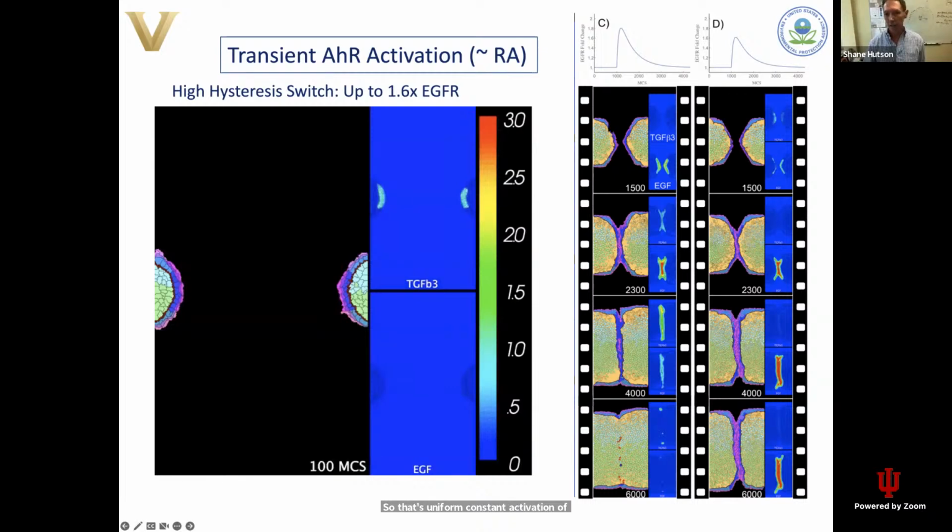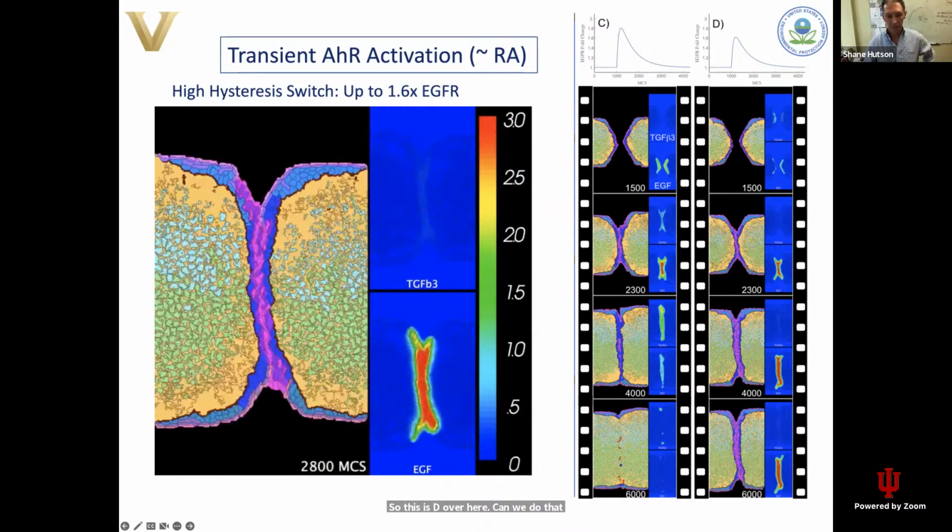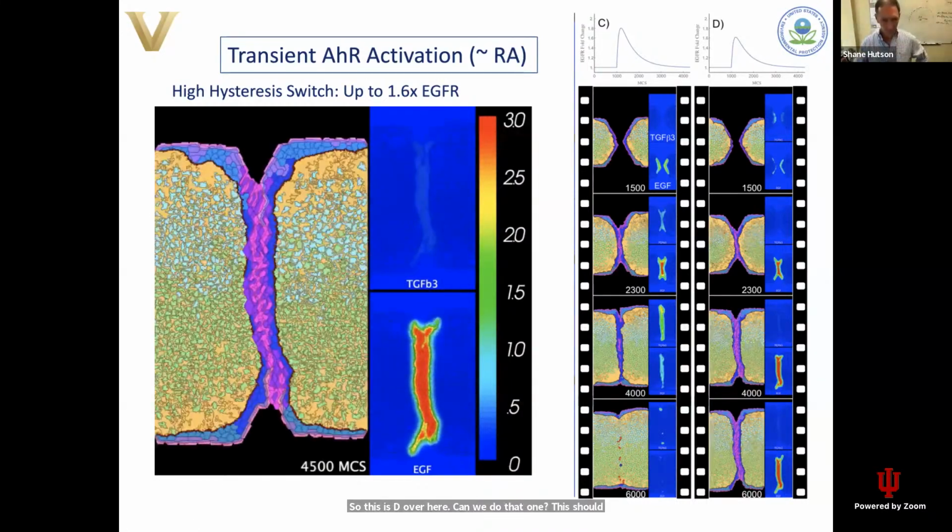So that's uniform, constant activation. We can also do transient activation, and C and D up here at the top show you what the patterns are of those. EGF receptor starts at 1, goes up, then comes back down to 1 eventually. So these two transients. If we take the high hysteresis switch and we go up to 1.6, so this is D over here, and we do that one, this should prevent fusion at the seam.